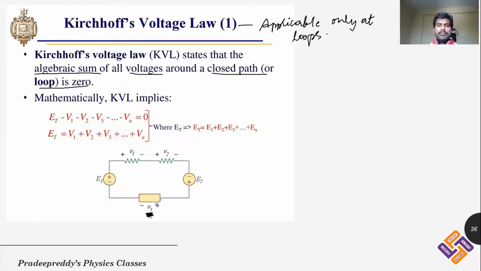Now let me take a circuit here. V3 is the potential of the battery. There is one resistor here, and there is one more resistor here. There is one battery here, and there is one more component here. This is a battery, and this is also a battery. So there are two batteries, two resistors, along with another component. This component may be a bulb, maybe a heater, maybe a tube light, any component it can be.